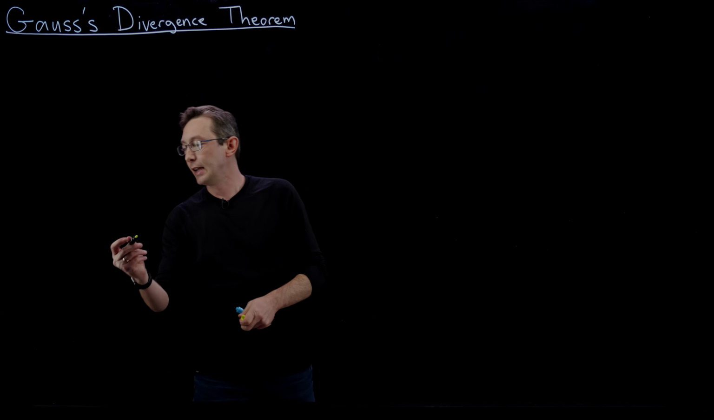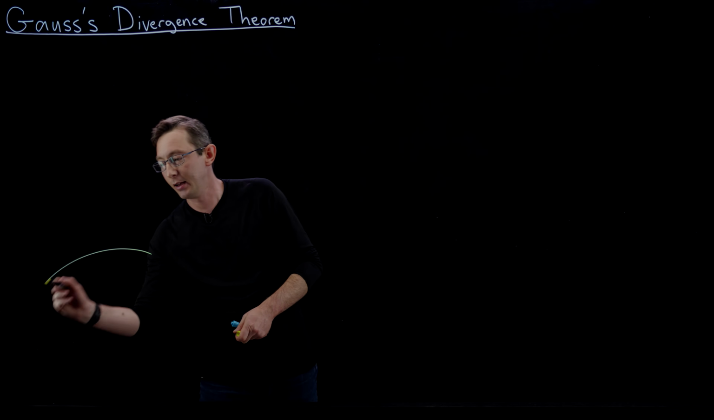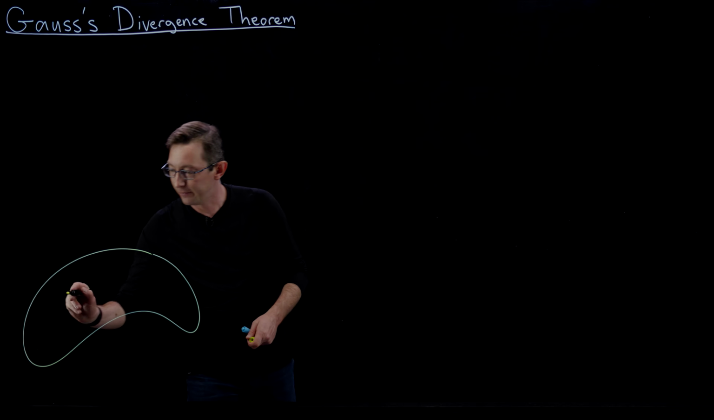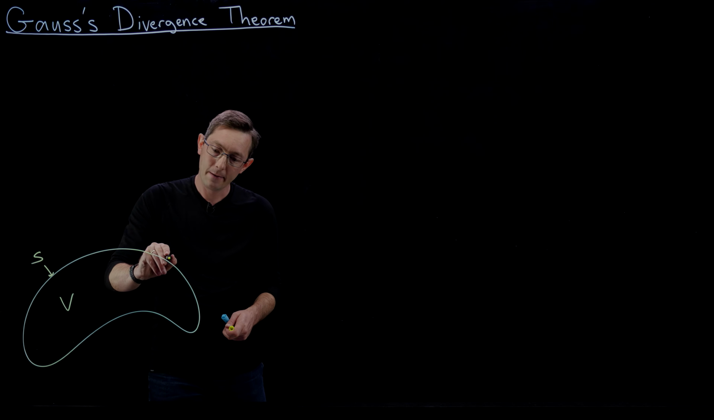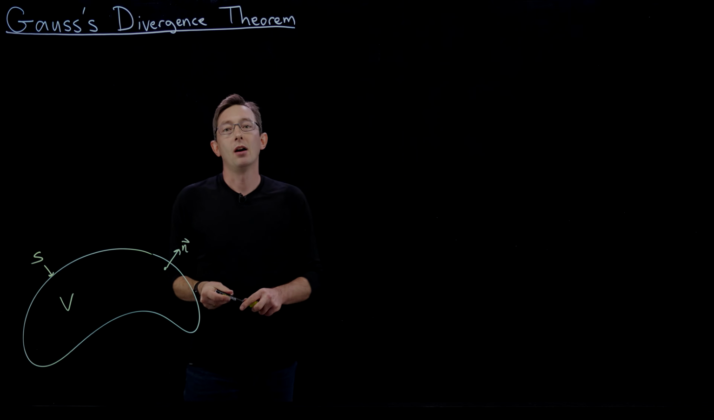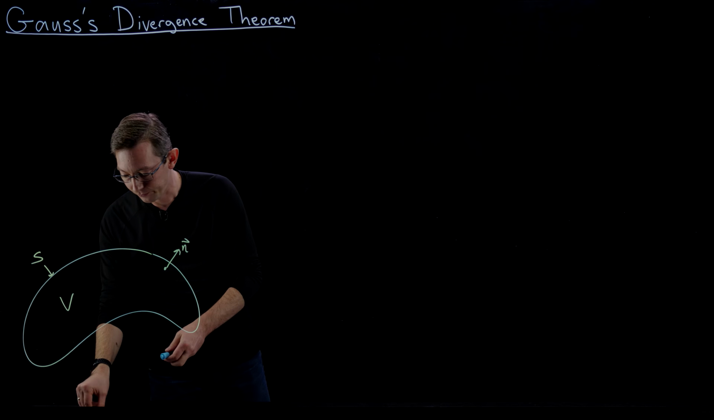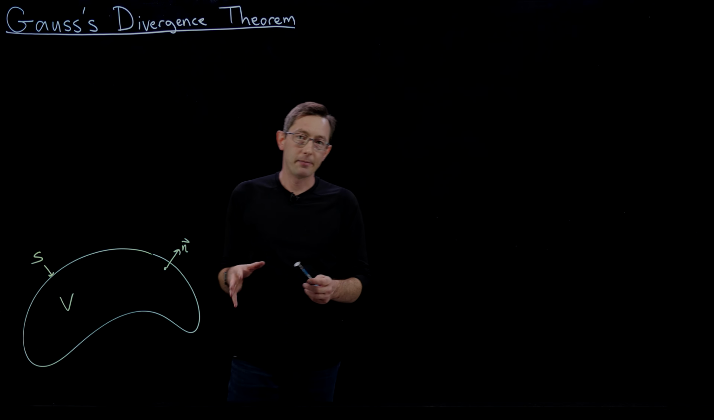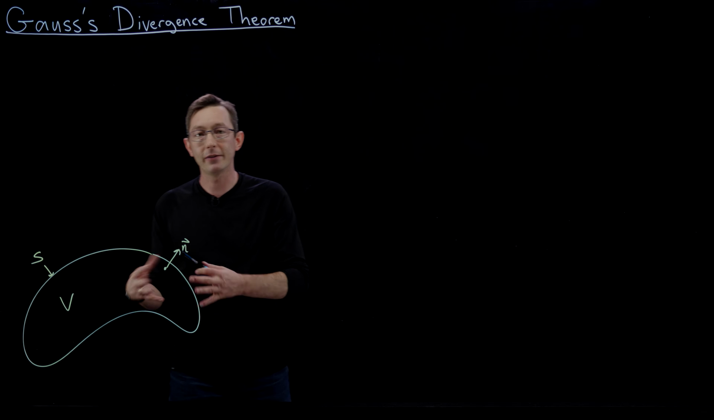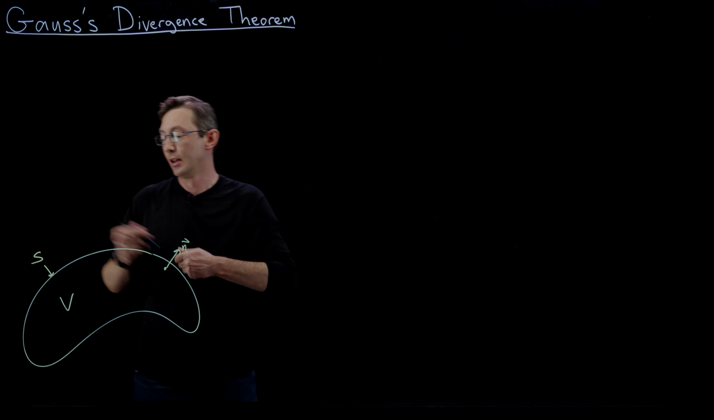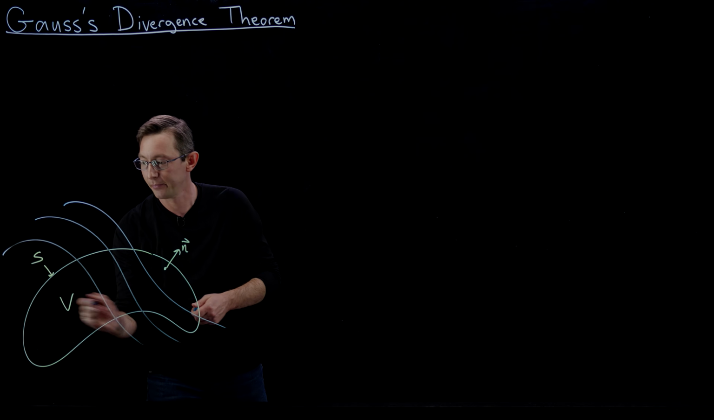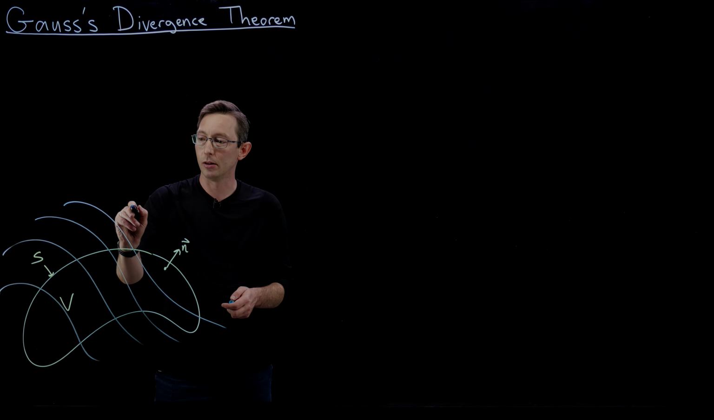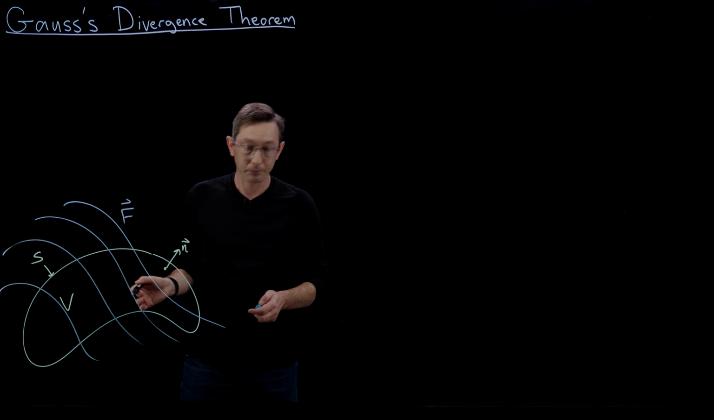So the idea is that we have some volume V, and we're going to say that this has a surface S, and that there is some normal vector at every point on the surface of this volume. And what Gauss's theorem does is it essentially tells us, if we have some fluid flow, some vector field, I'm just going to draw some vector field going throughout all of space like this, and my vector field I'm going to call F arrow.